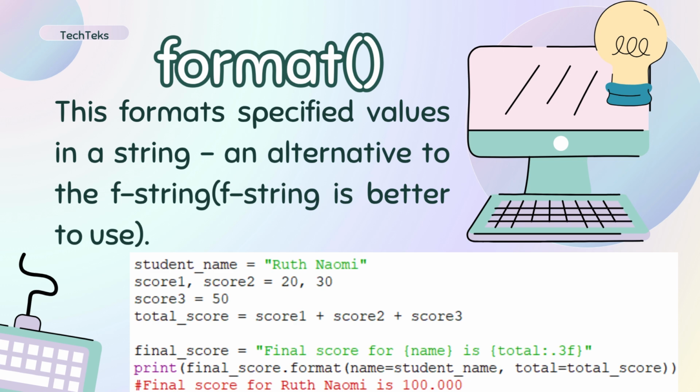So we have to replace the name with the student name, which means name equals student name, and the total with total score, which we already calculated. So we have to replace them. So what we get is final score for Ruth Naomi is 100.000. The 0.000 is because we said we wanted it to .3f, which is to three decimal places. But it's so much easier to use the f string that we learned in the last video.